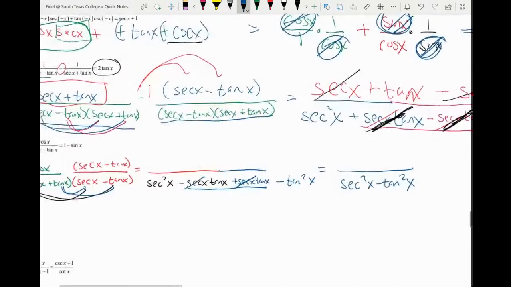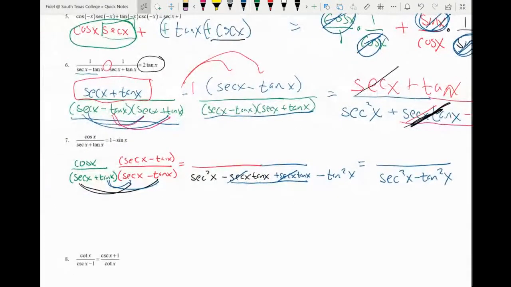minus tangent squared x. The point that I want to make here, y'all, is that I know what happens when I multiply a secant x plus a tangent x times a secant x minus a tangent x. I'm always going to get secant squared minus tangent squared. Does that make sense? It's always going to be that. I'm showing you why it's working, but when you're doing a problem like this later on, you don't actually have to do that. You already know, hey, those little pieces are going to cancel. It's going to be this squared minus that squared, right? Okay. Now, let's deal with the top.